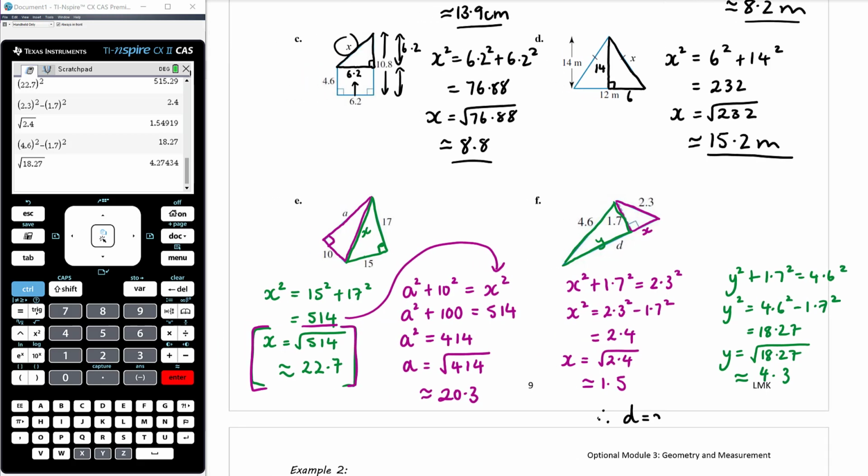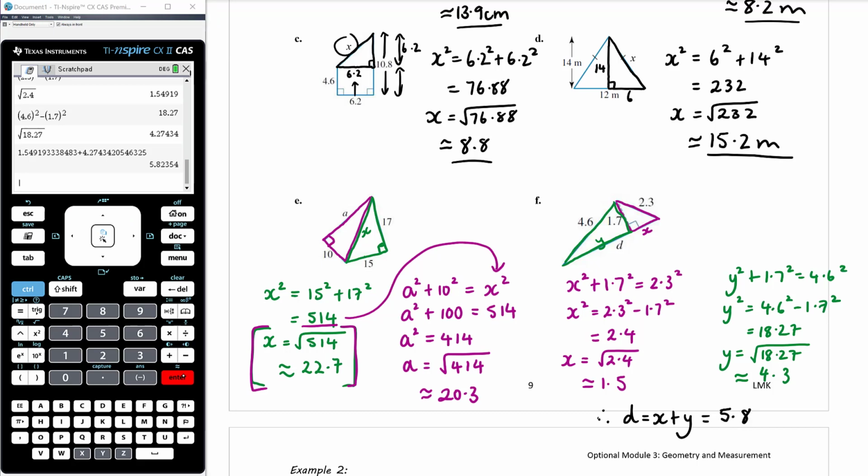Okay, and so therefore D is x plus y, and so that's 1.5 plus 4.3, but again, don't use your rounded answers. I'm going to scroll up here and get my 1.5, which is that, plus my 4.3, which is that, and yes, it does turn out that that rounds to 5.8.